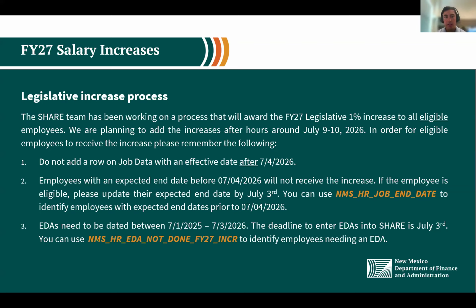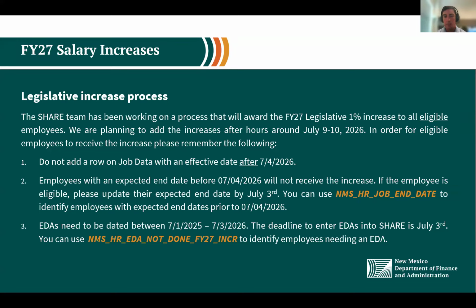And the next one is for expected end dates. So if you have an employee who's eligible for the increase and they have an expected end date on job data that is before July 4th, they will not get that increase by our process. It'll skip those employees. So the deadline to update those expected end dates is July 3rd. And we have this query that's in gold, this NMS HR job end date, that you can run to identify employees that need to be updated.